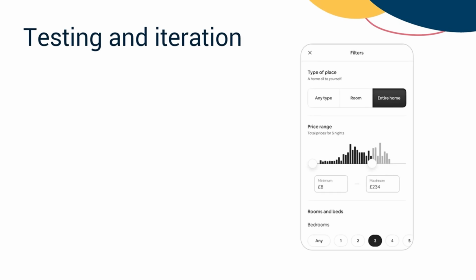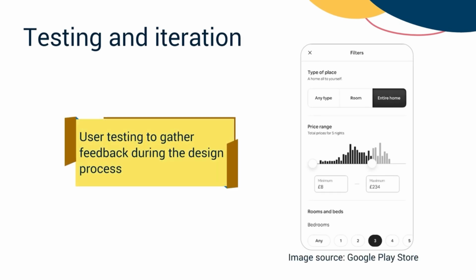Finally, you should put your app through user testing to gather feedback during the design process. For instance, Airbnb conducts user testing sessions to observe how real users interact with their app. This helps them identify pain points and perform fixes accordingly.